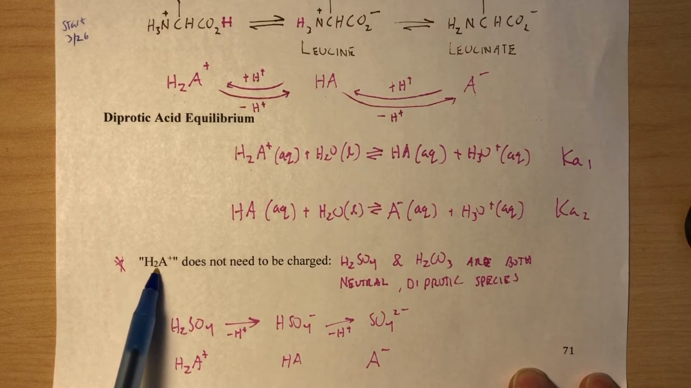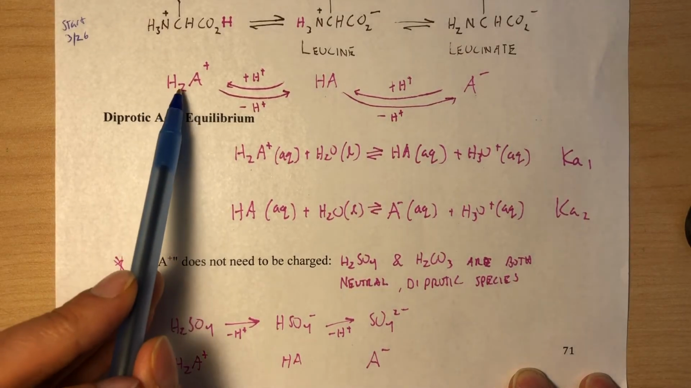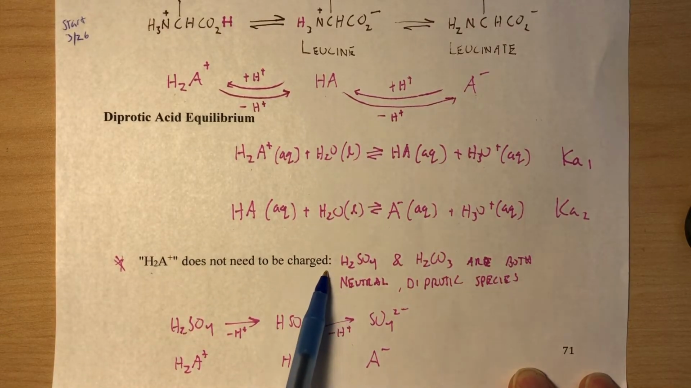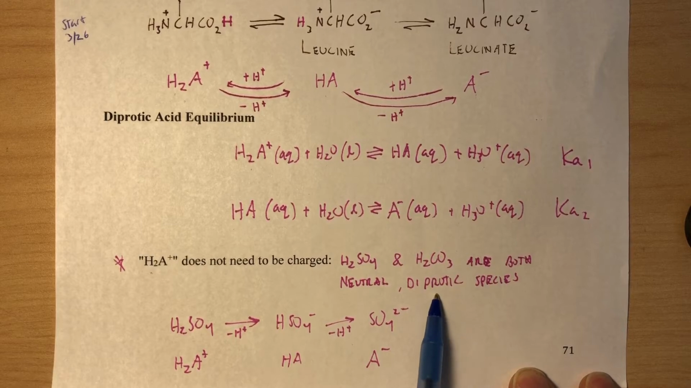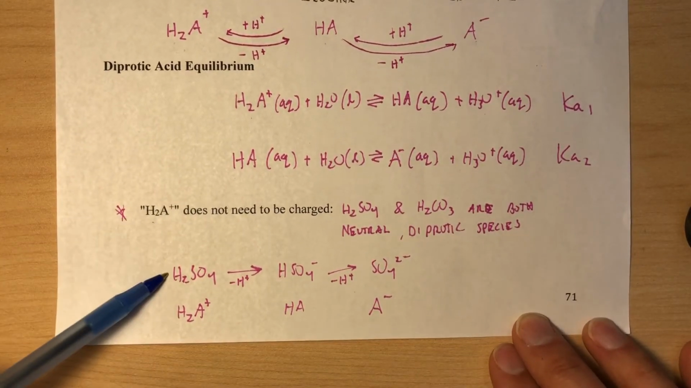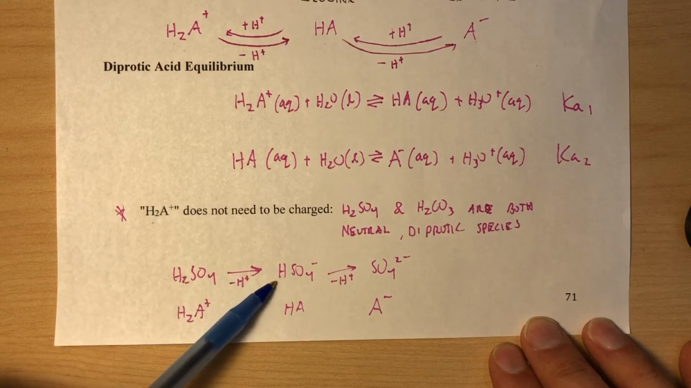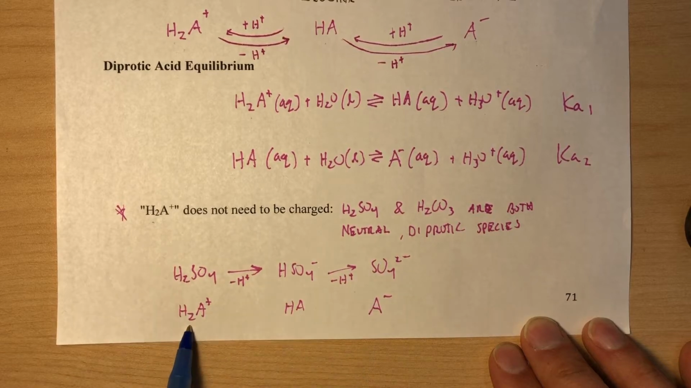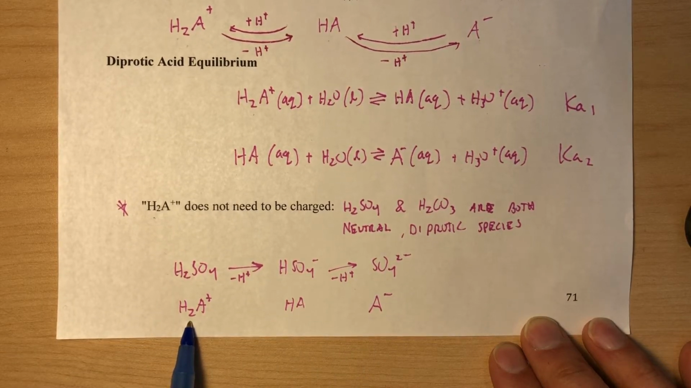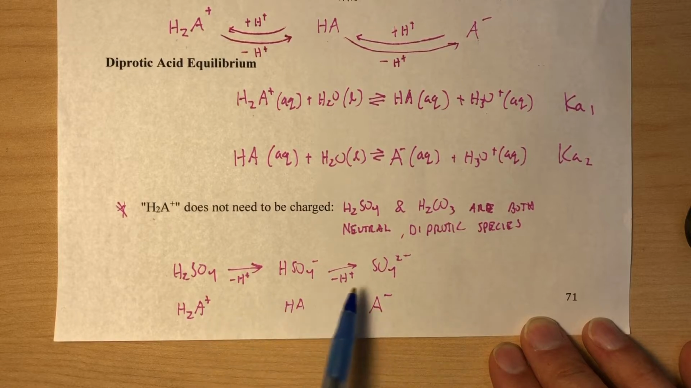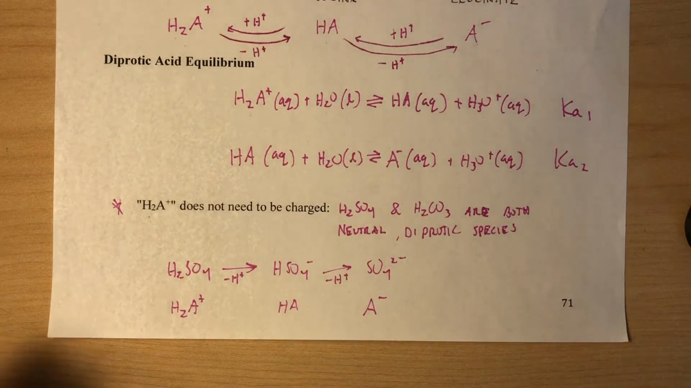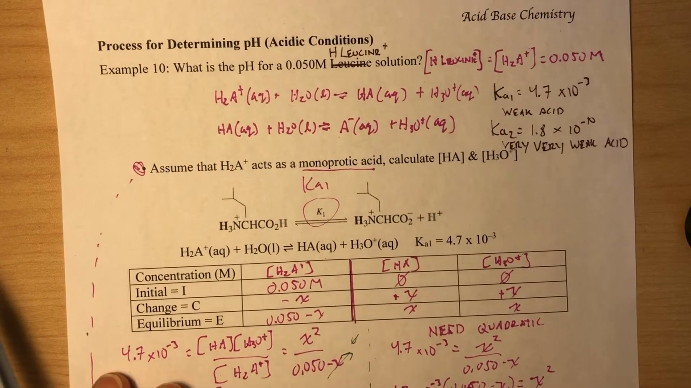This is just the abbreviation for the fully protonated species, and when we get deprotonated, we are losing hydrogen and losing charge. So H2SO4 and H2CO3 are both neutral diprotic species. We would take something like H2SO4, it gets deprotonated to form HSO4-, and then deprotonated again to form sulfate, SO4 2-. And we abbreviate H2SO4 as H2A+. We do this so that once we abbreviate the acids that we're using, we can be sure that we're using our equations correctly.